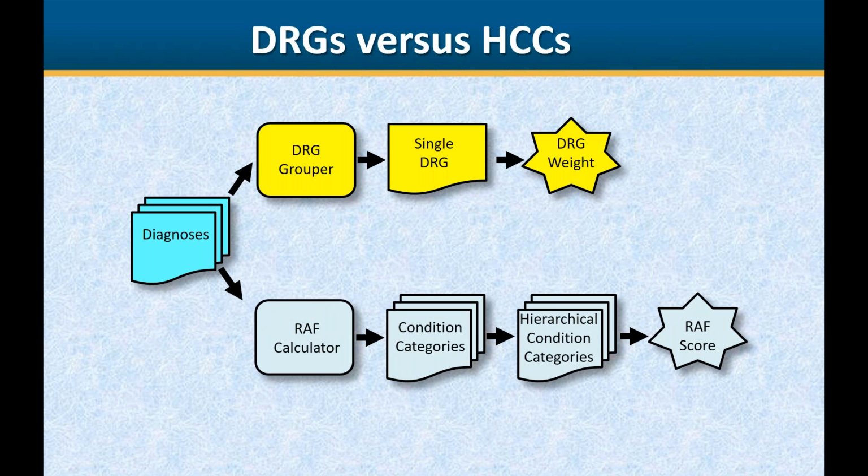On the outpatient side, there is an equivalent: you feed your diagnoses to a RAF, risk adjustment factor, calculator. It actually comes out with condition categories. Nobody talks about that for two reasons. It's not really interesting just yet, and CCs gets confused with CDI work and complications and comorbidities. But it does come up with a list of condition categories, puts them into a hierarchy, and I find that this is what a lot of people are concerned about, their HCCs.